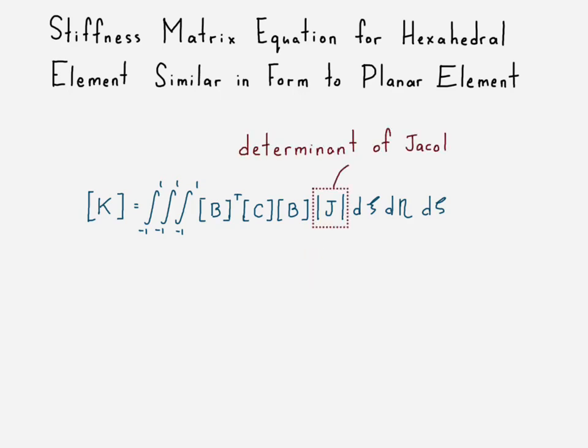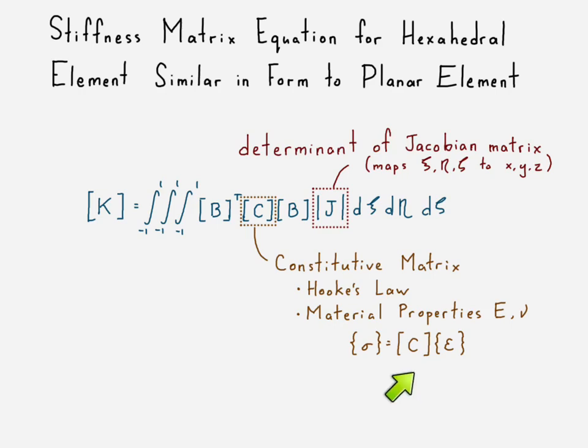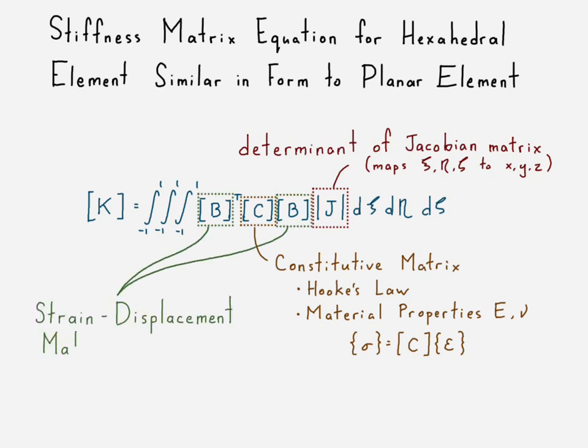We have the determinant of our Jacobian matrix. We talked about how that's now a 3x3, mapping 3 natural coordinates to 3 physical coordinates. We have our constitutive matrix, which will now be a 6x6, and where in 2 dimensions we had to assume plane stress or plane strain, now we don't have to assume that. We have a full 6x6 constitutive matrix, and now we have our strain displacement matrices over there. Very similar in form.